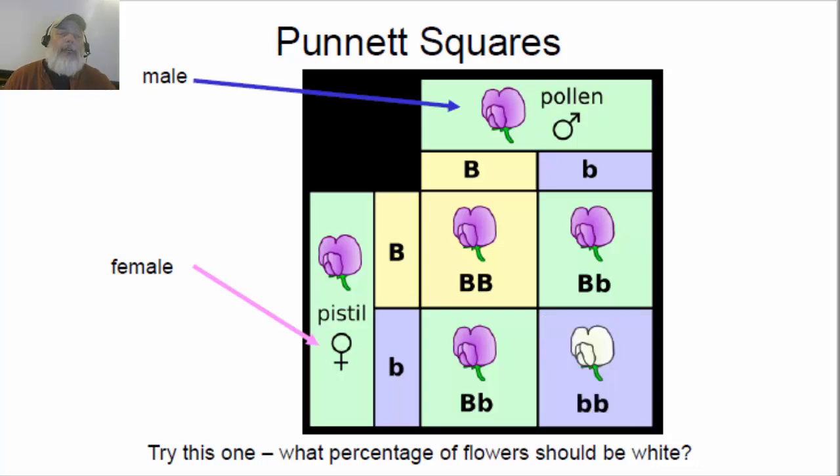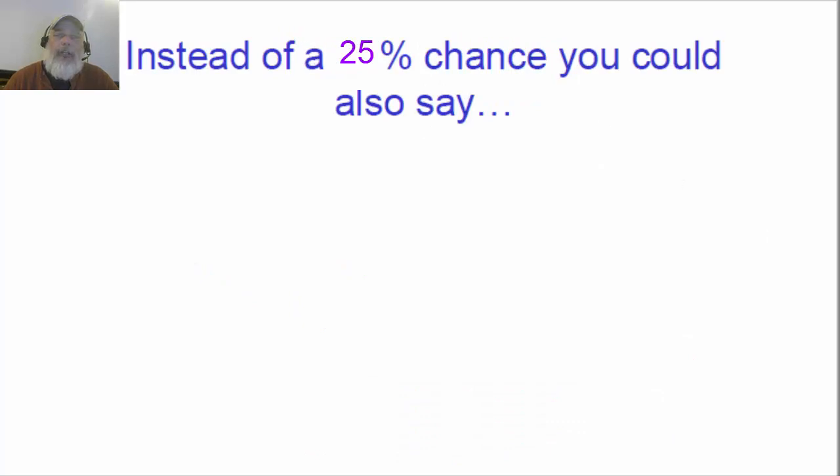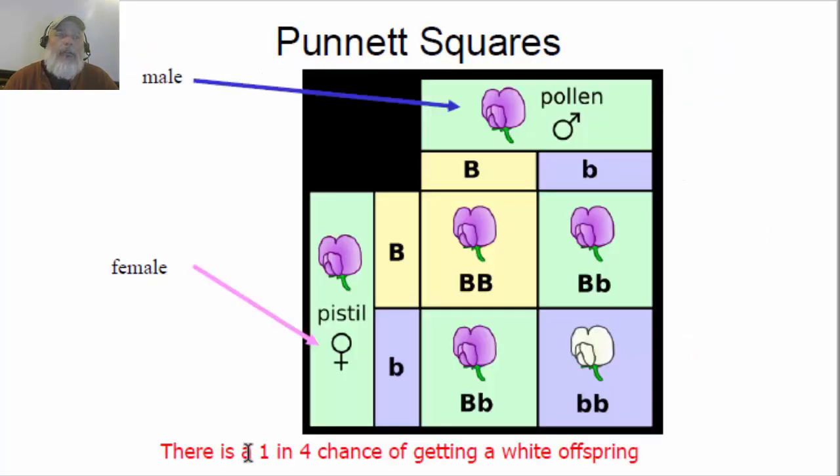So what percent chance are we going to have for having a flower that's going to be white? It's going to be 25% chance. Instead of 25% chance, you could also say there's a 1 out of 4 chance. So 1 out of every 4 offspring we should expect to be white.